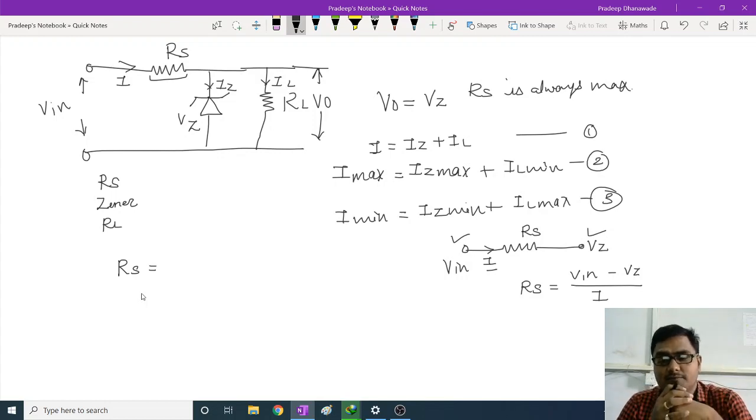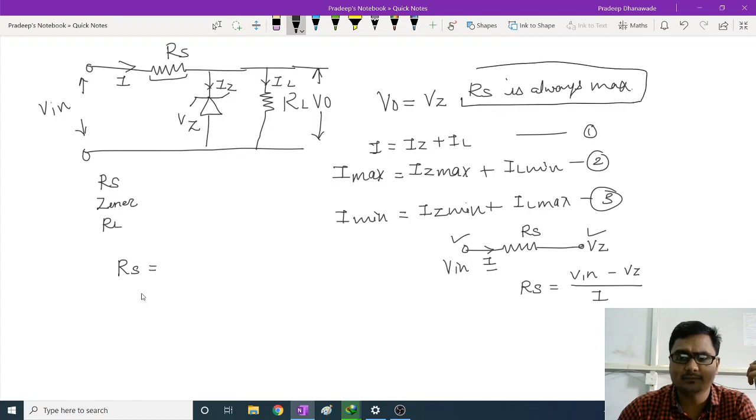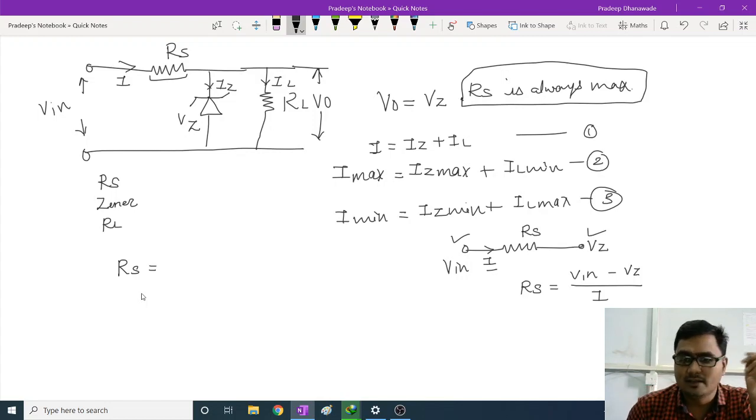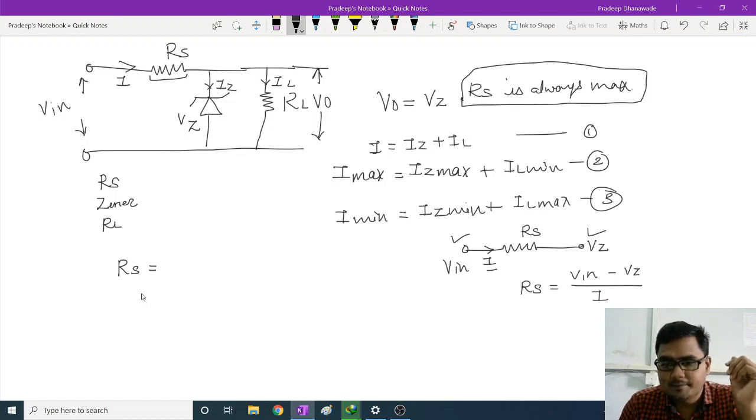Now see, I want the value of RS as maximum. That's the conclusion we had in the last lecture. The value of RS must be maximum. Why? Because I want to minimize the voltage stabilization factor, so that figure must be very small. So RS must always be maximum. We will calculate only one value for RS, and that is the maximum.